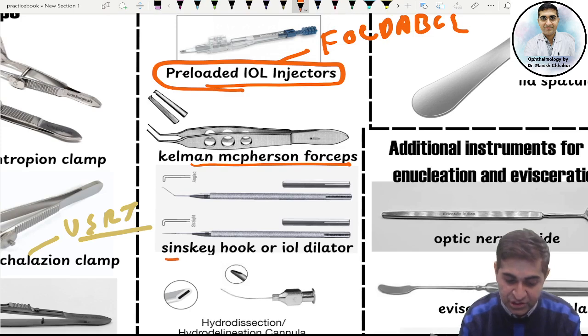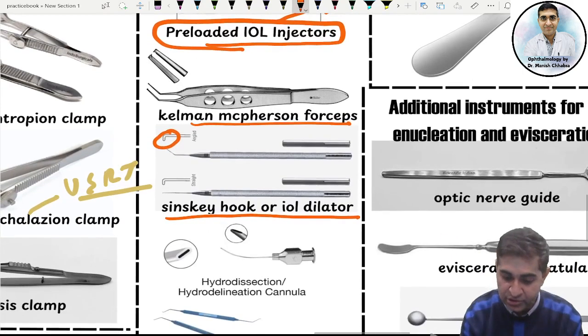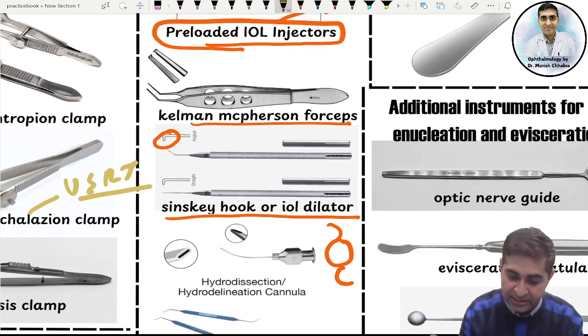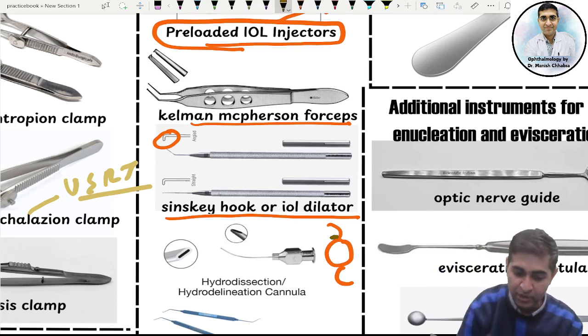Now this is your Sinskey's hook, as I was telling you, the IOL dialer. This end is kept at the optic-haptic junction. This is your IOL, the center part is the optic, and this is your haptic. You place it here and you dial it, so it is dialed inside the capsular bag.